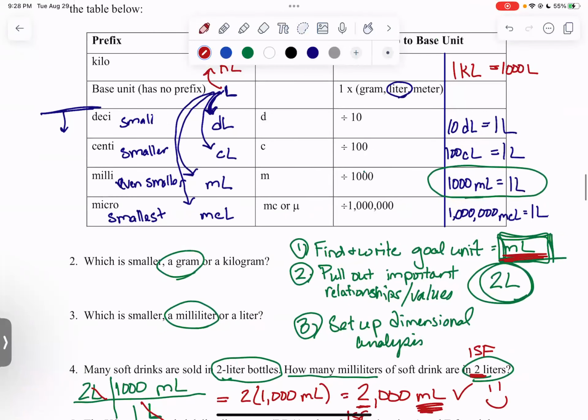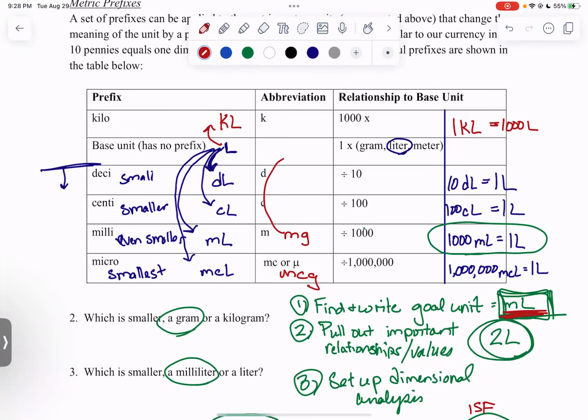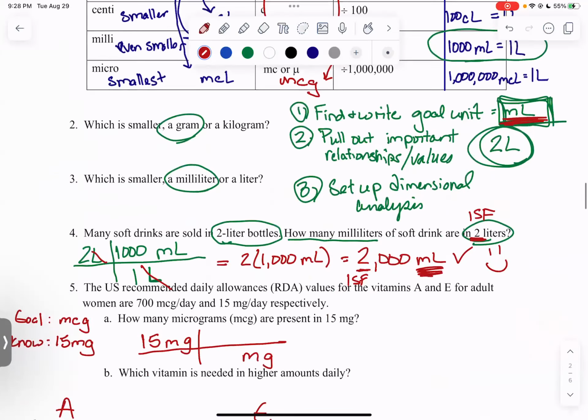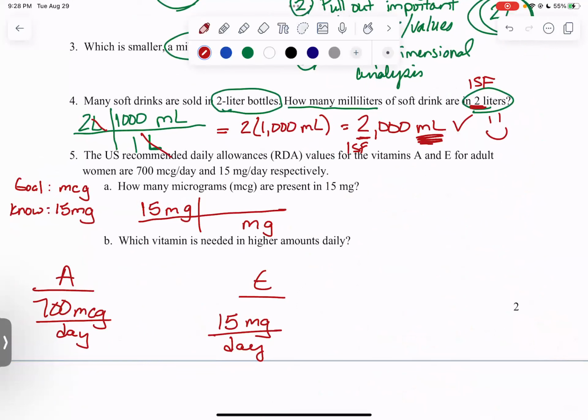So if I have milligrams and I want to get to micrograms, what I can do is go from milligrams to my base, that's a gram, and then go from the gram to the microgram, because I know all of those relationships. So let's see if we can do that. What relationships might we need to know? Well, we need the relationship between milligrams and grams: milli is 1,000 milligrams in 1 gram.